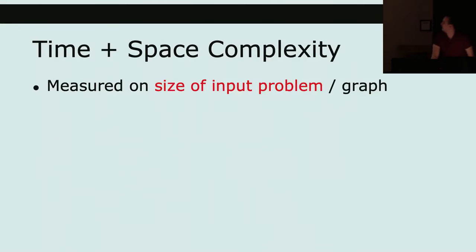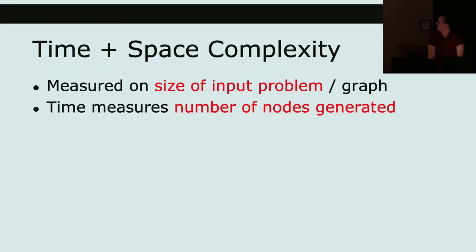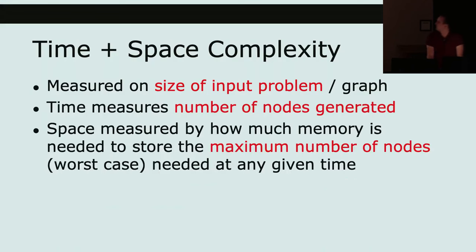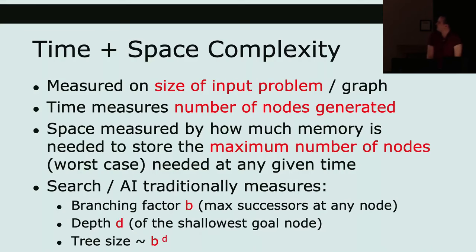The time and space complexity is measured on the size of the input graph and the problem. Time measures the number of nodes that were expanded, okay? Or number of nodes generated, depending on the algorithm. The space is measured by how many nodes we have to store in the worst case at any given time, okay? Do we need to store that whole graph search tree? Well, that thing was infinite. That's pretty big. So if we have to store that whole thing, that may not be great.